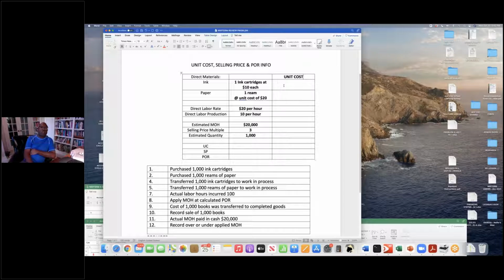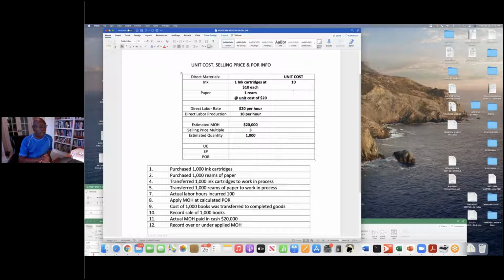So what is the unit cost of the ink? I would get 10. One ink cartridge times $10. So we got $10 there for the ink. So everybody see that? Yes, sir. Okay.